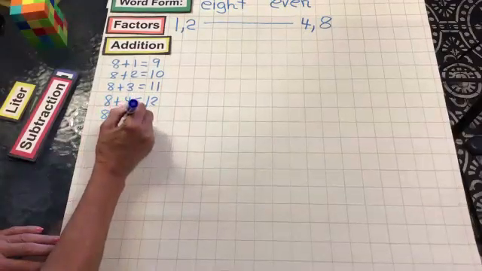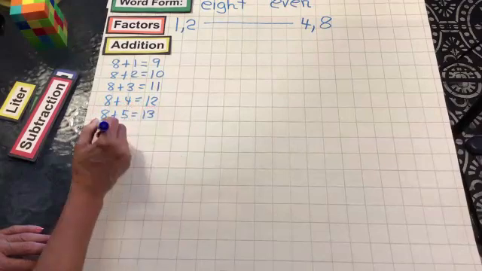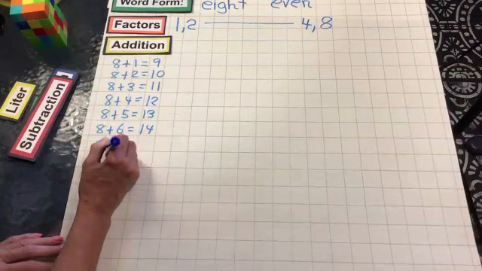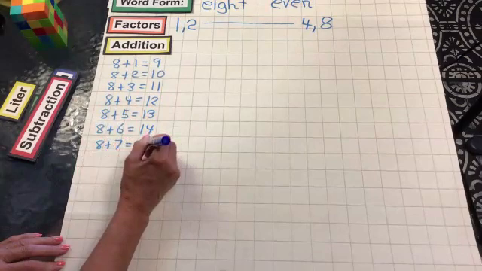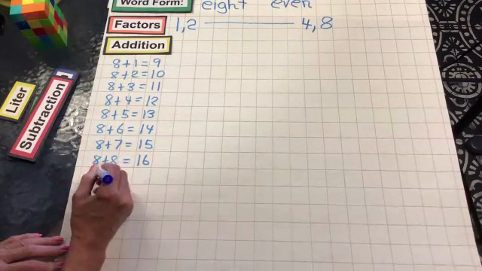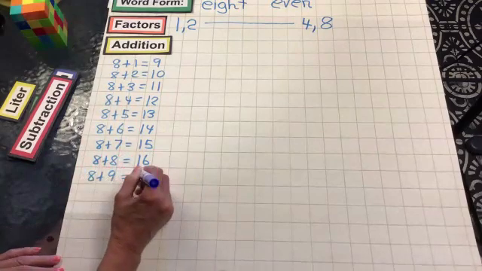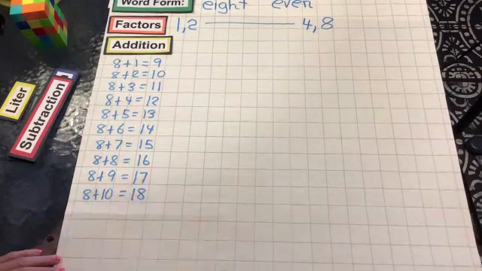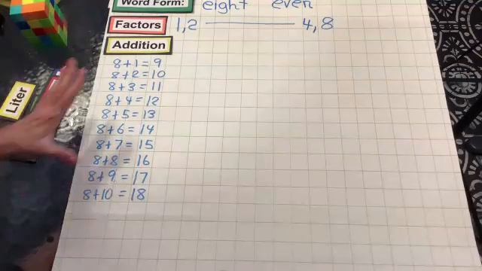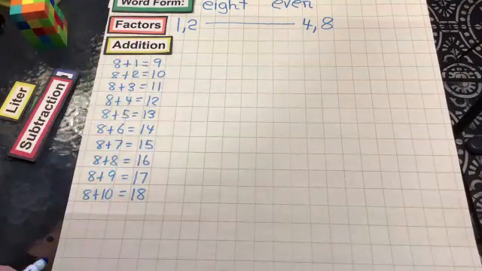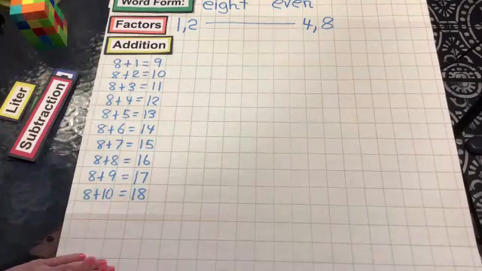8 plus 5 equals 13. 8 plus 6 equals 14. 8 plus 7 equals 15. 8 plus 8 equals 16. 8 plus 9 equals 17. And 8 plus 10 equals 18. All right, so these are basically 1 through 10. When we add 1 through 10 to any number, we should just know that by heart. So practicing these every day, we will get to know them by heart.